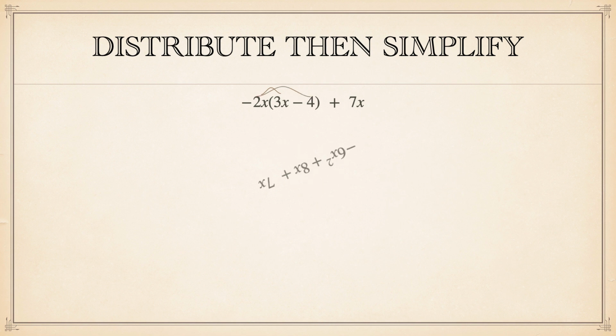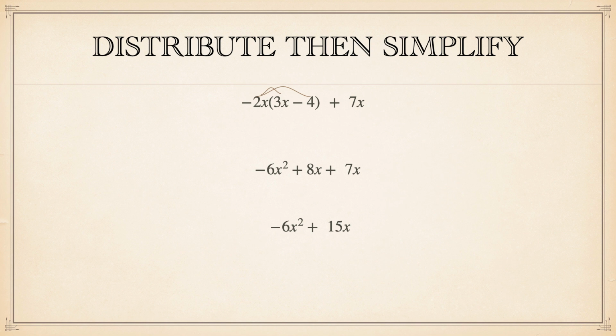So now I'm going to have negative 6x squared plus 8x plus 7x. Now I look at that and I say, oh, wait a minute. I have like terms here. And so now I'm going to have a negative 6x squared plus 8x plus 7x is 15x. So negative 6x squared plus 15x. Sorry, I misspoke there.